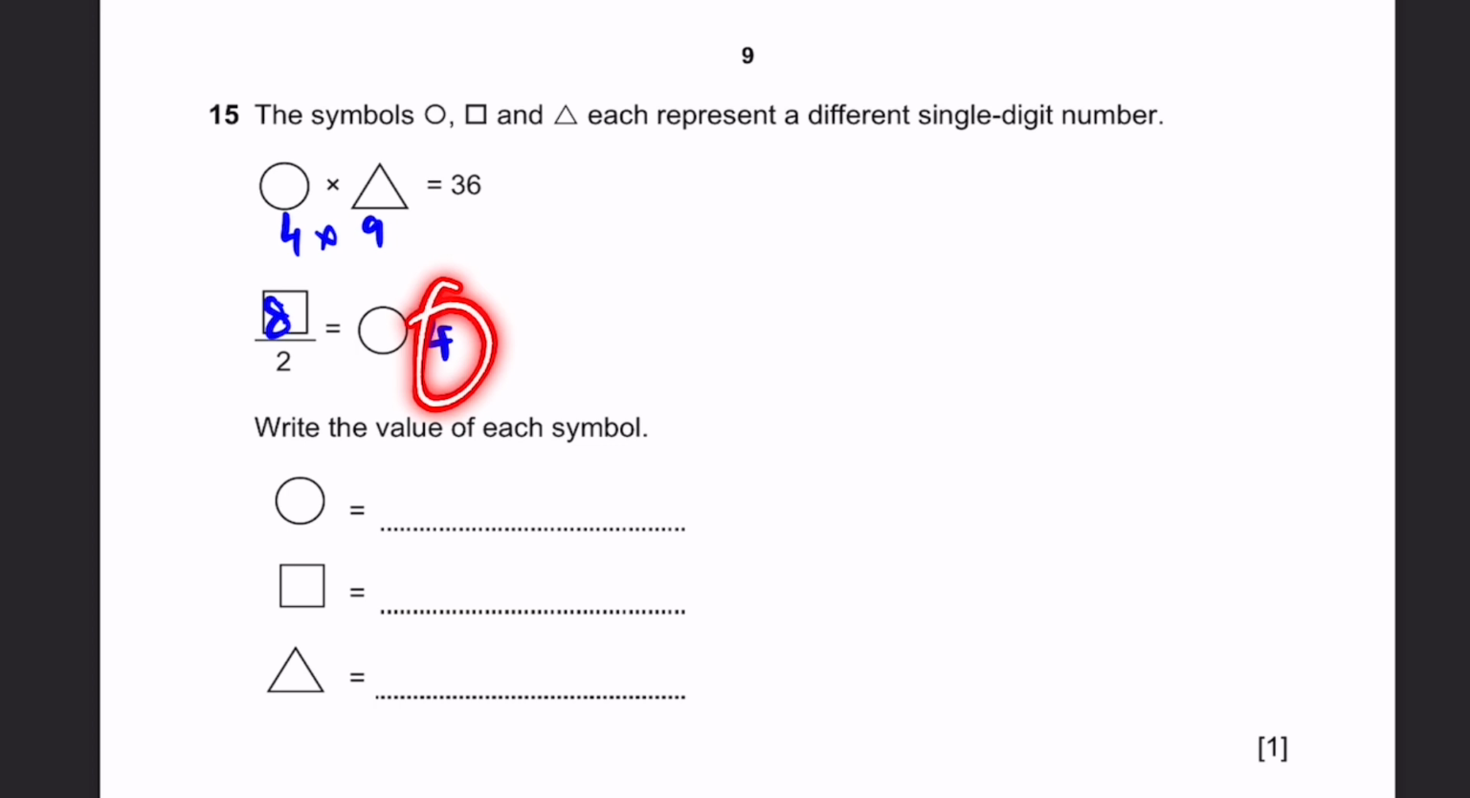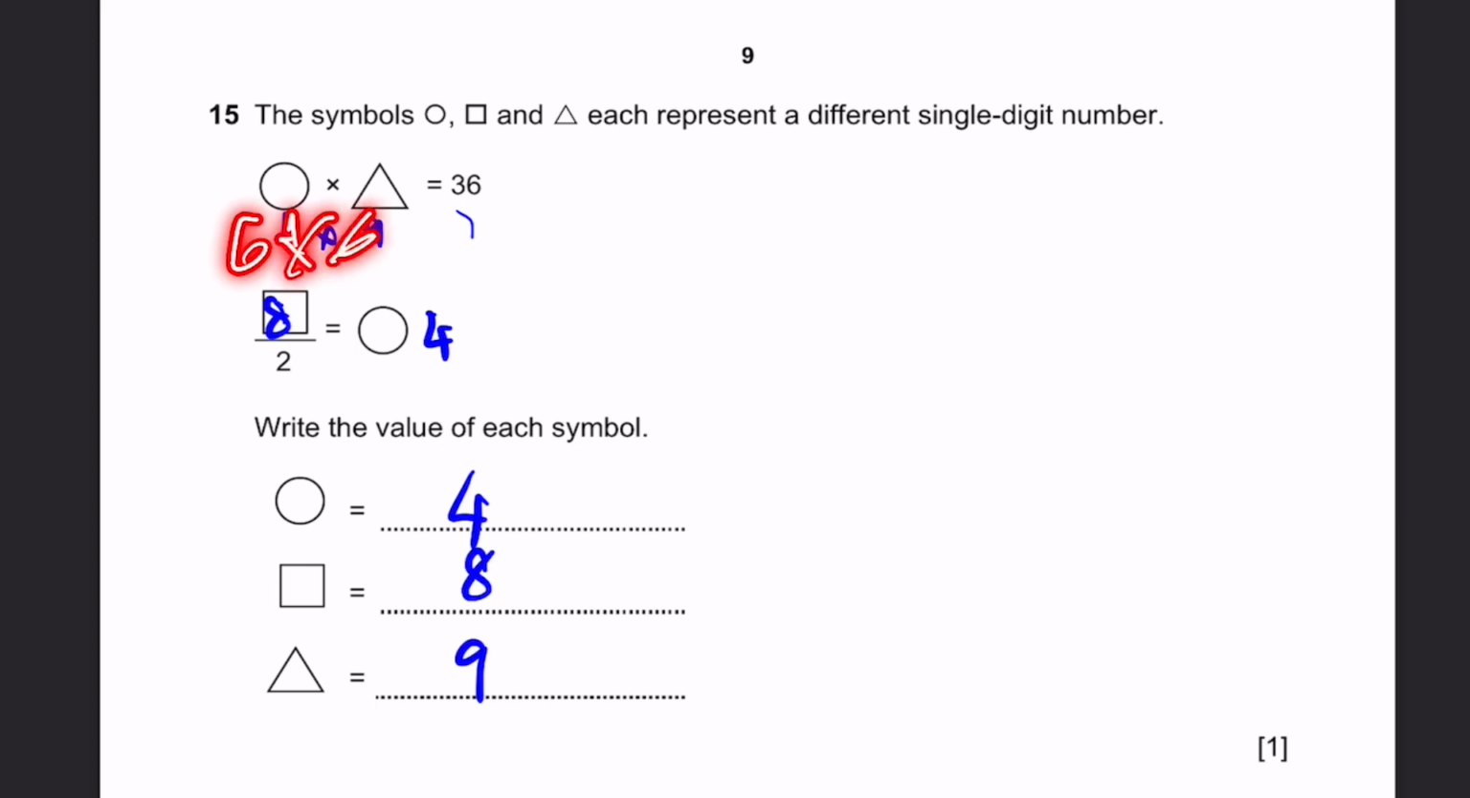And why is circle 4 and not 9? Because if circle was 9, square would have to be 18, and that's not one digit. That's two digits. But we need single-digit numbers. So 4, 8, 9. That's the answer. Oh yeah, by the way, if you're wondering if we could write 6 times 6 is 36, that's wrong because each symbol is a different single-digit number. So duplicates are not allowed. That's the answer. Question 16.